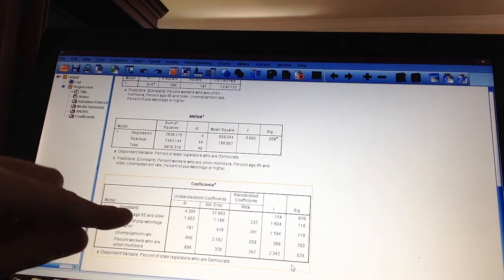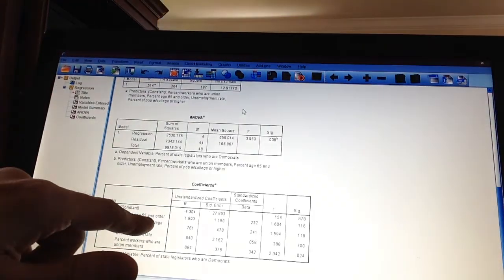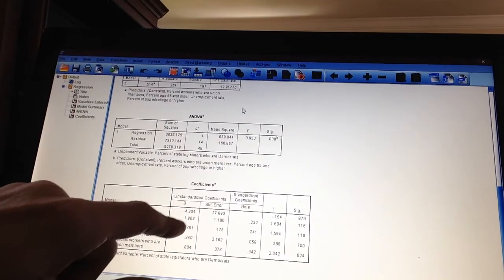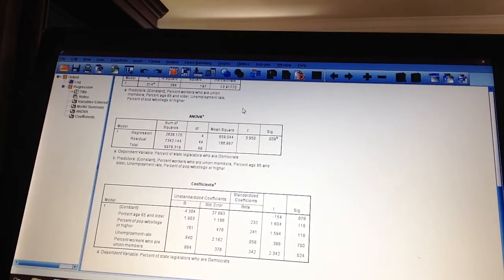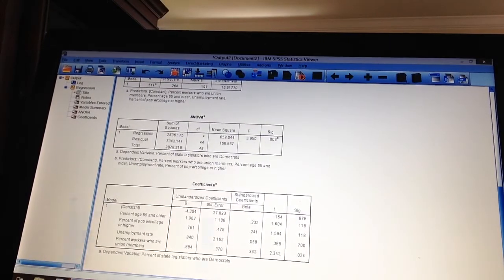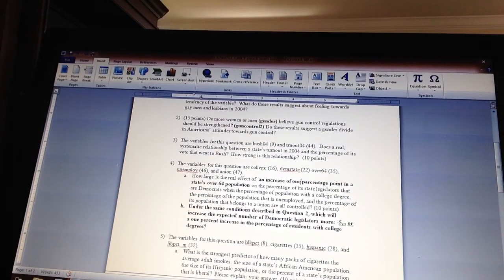So, controlling for these three factors, we see that 1 percentage point up of age 65 and older is worth an increase of 1.903% in the state legislators who are Democrats. Okay? Now, let's go to 4B here.